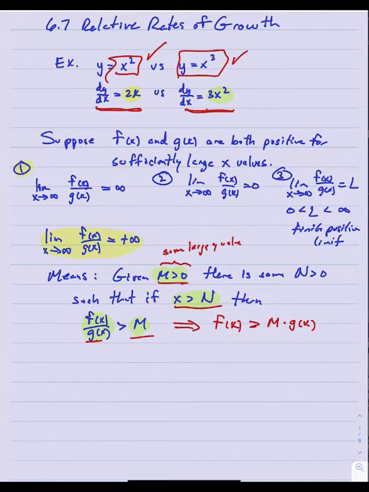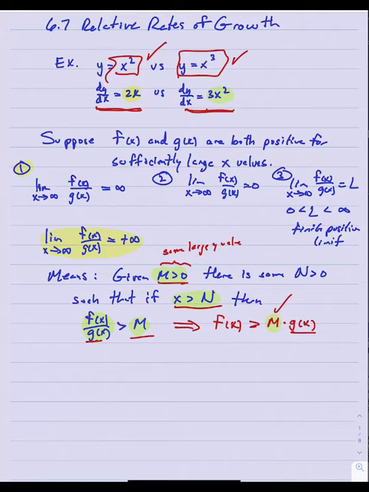Okay, now the key here is we chose this m arbitrarily. We said choose any large m value that you want. And if the limit of this ratio is infinity, it means when x is big enough, I can make f of x greater than an arbitrarily large constant times my function.